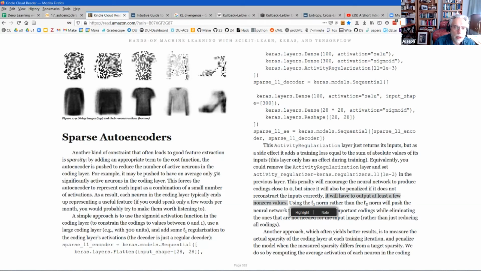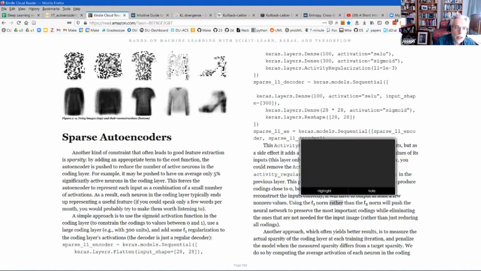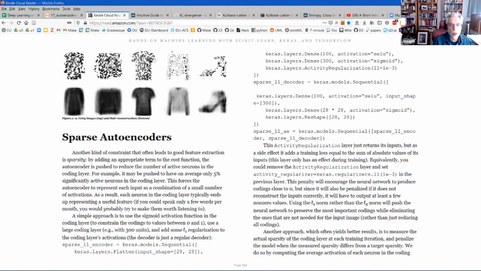So using the L1 norm, it says it pushes the neural network to preserve the most important codings while eliminating the ones that aren't needed for the input image, rather than just reducing all the codings. That's what L2 would do. It would just reduce all the codings, make them all smaller.